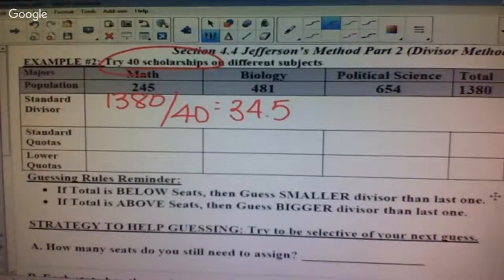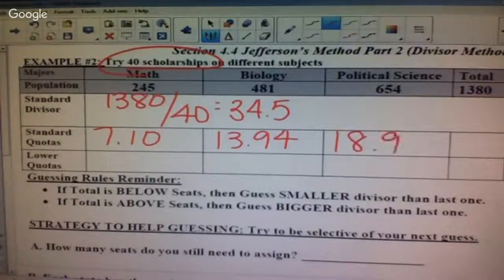So we're at 7.10, 13.94, 18.96. You just round like that. I rounded it to 2 decimal places. If you're going to round, you need to round properly. Well, then take it out to 3 decimal places. It's fine.